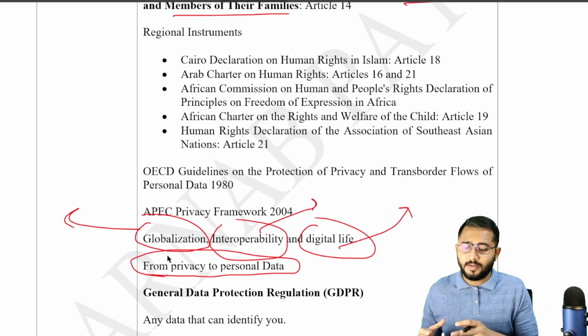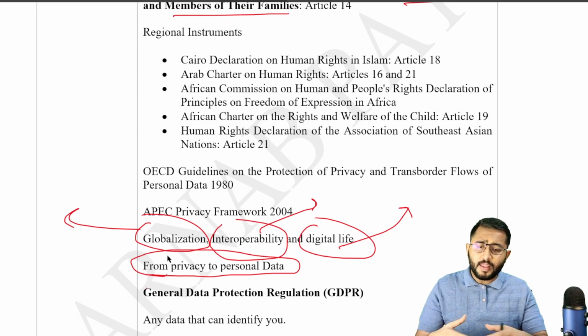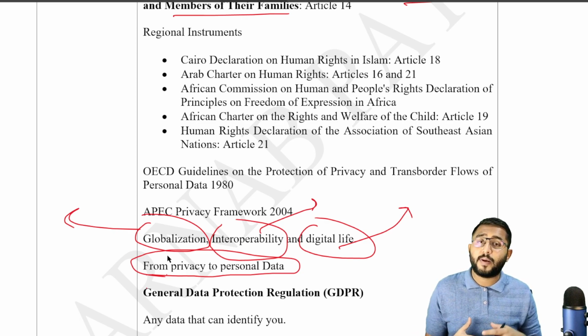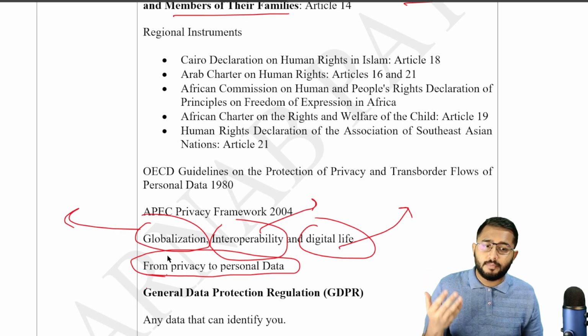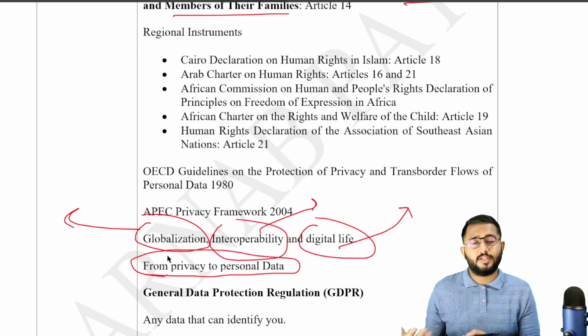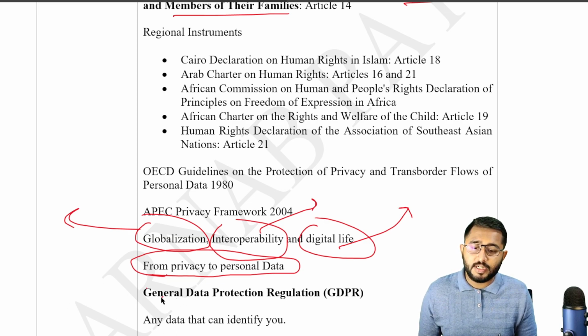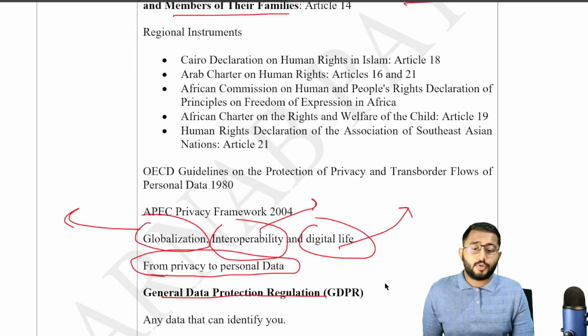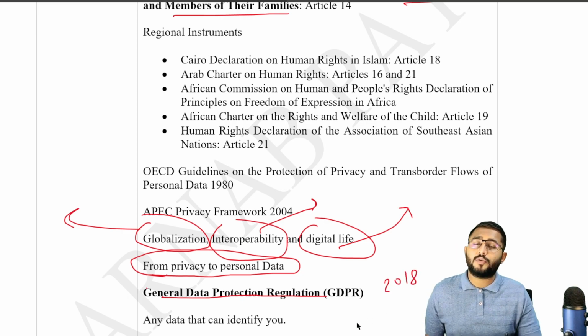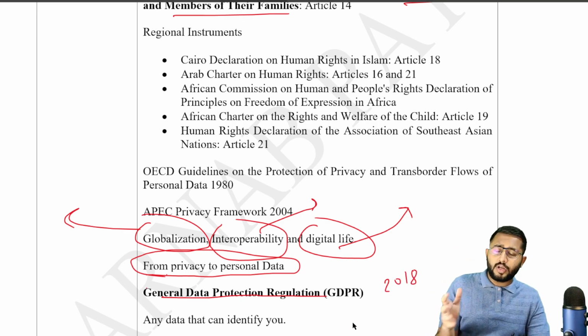Then privacy was limited to the physical circle. Now it has expanded to the digital circle. And to tackle this, the European Union came up with GDPR, which is the General Data Protection Regulation. GDPR came out in 2018 and now it's 2022, so it's been 4 years.